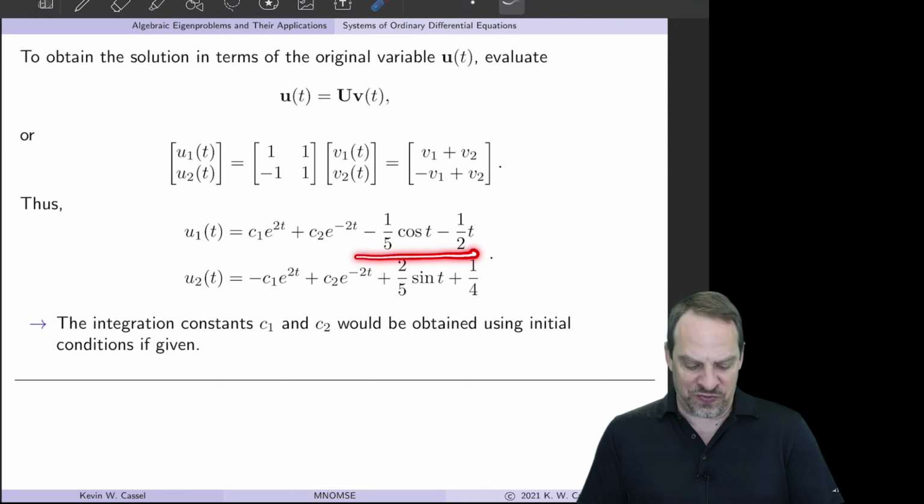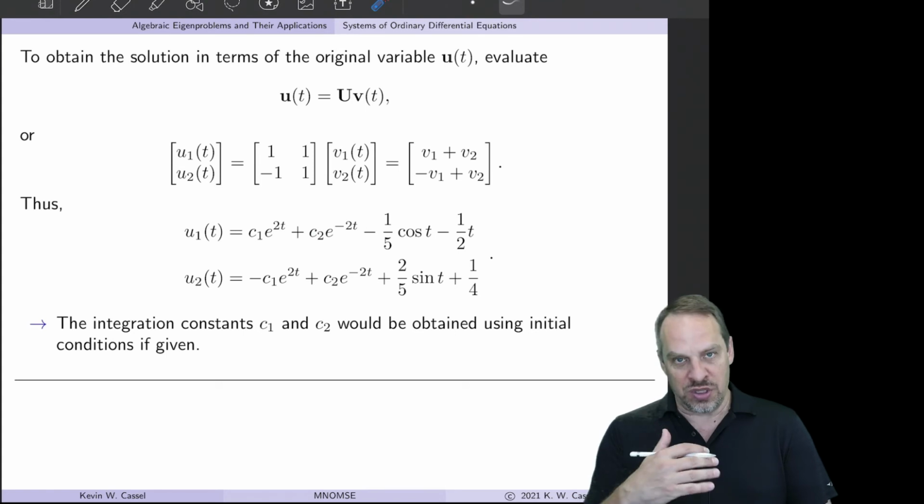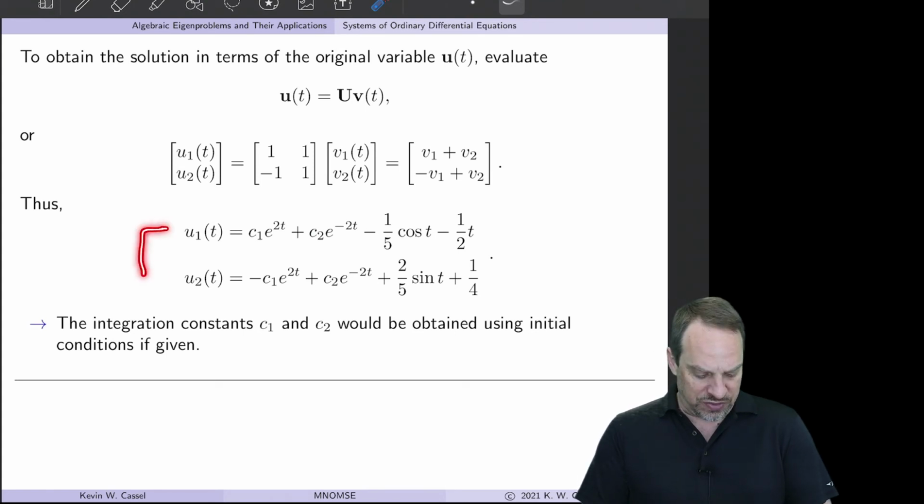which gives me minus a fifth cosine t minus a half t. So likewise for u2, I get a contribution from both of the complementary or homogeneous solutions, and then the minus v1 plus v2 gives me 2/5 sine t plus a quarter. Now we weren't given any initial conditions, so I can't determine the c1, c2 integration constants, but if we were, we could, and so we have the general solution here.